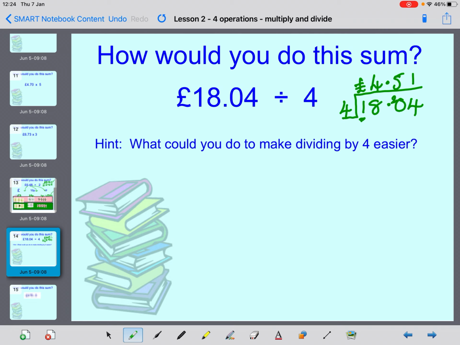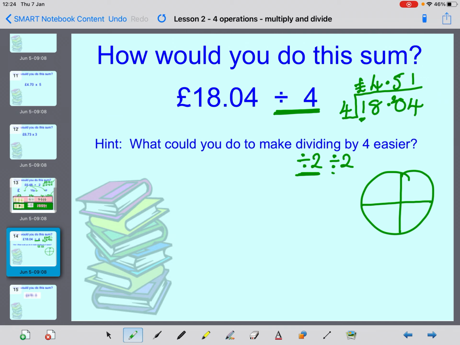Right, now there's a super duper trick that I have learnt since I've become a teacher. When you see something that says divide by 4, it is the same as dividing by 2 and dividing by 2 again. It comes from this idea, if you've got a pizza, if you cut it in half, you've got 2 halves. If you cut it in half again, you've cut it into 4 pieces. So if you divide by 2 and divide by 2 again, it's the same as dividing by 4.